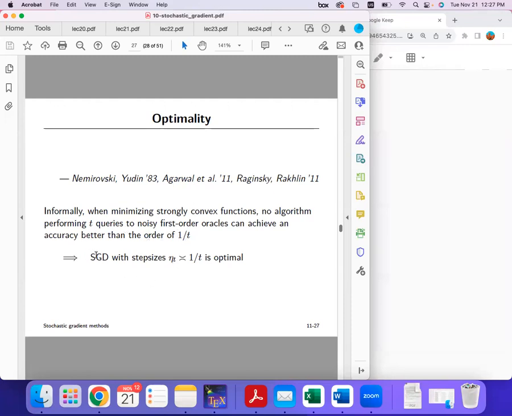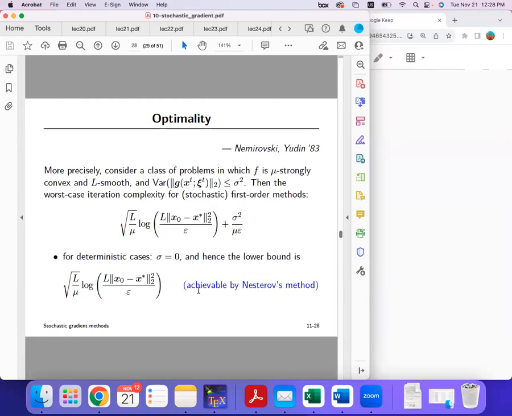So this shows that the SGD algorithm with a diminishing step size is actually the optimal algorithm for minimizing strongly convex functions. And this 1/T convergence rate is the optimal convergence rate. And more precisely, this is the statement of the result.